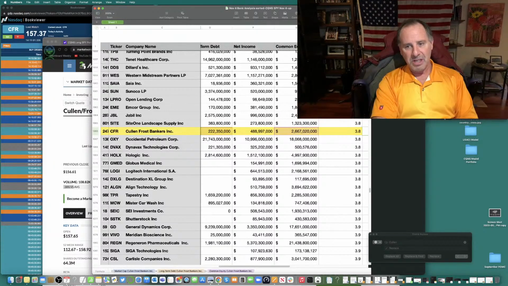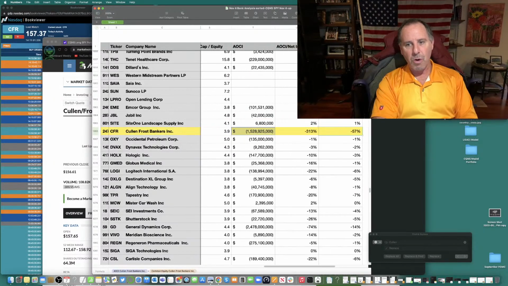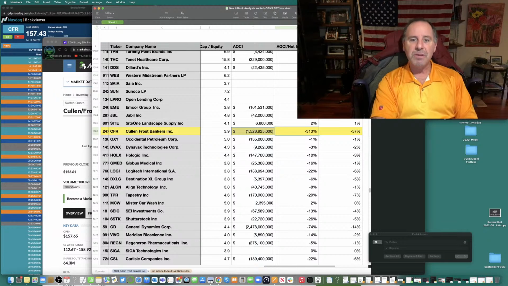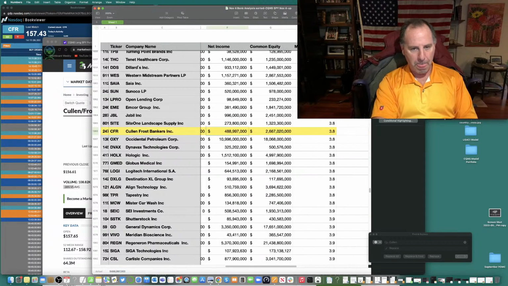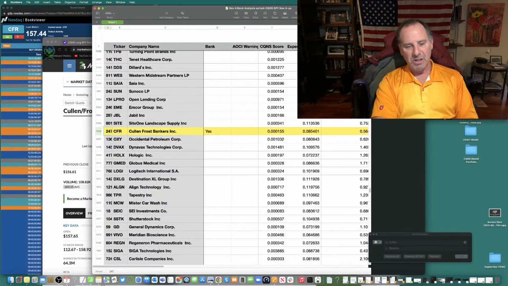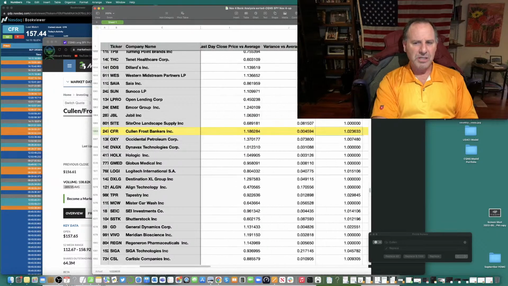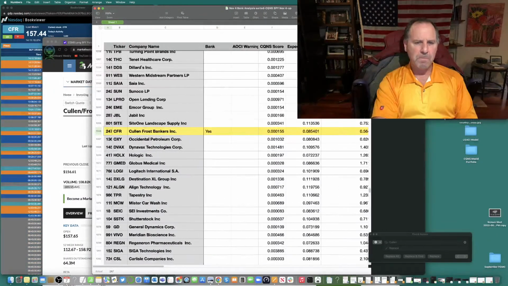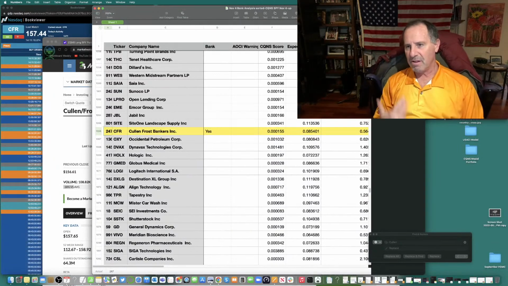So do you know that they said they're going to put another $1 billion a quarter into bonds? But look at that. AOCI is 313% of net income. AOCI is almost 60% of common equity. They're losing it all. Do you know this bank was started in like the 1800s? And they have lost probably 1/3 of their equity this year, 9 months. 1/3 of the equity's gone.